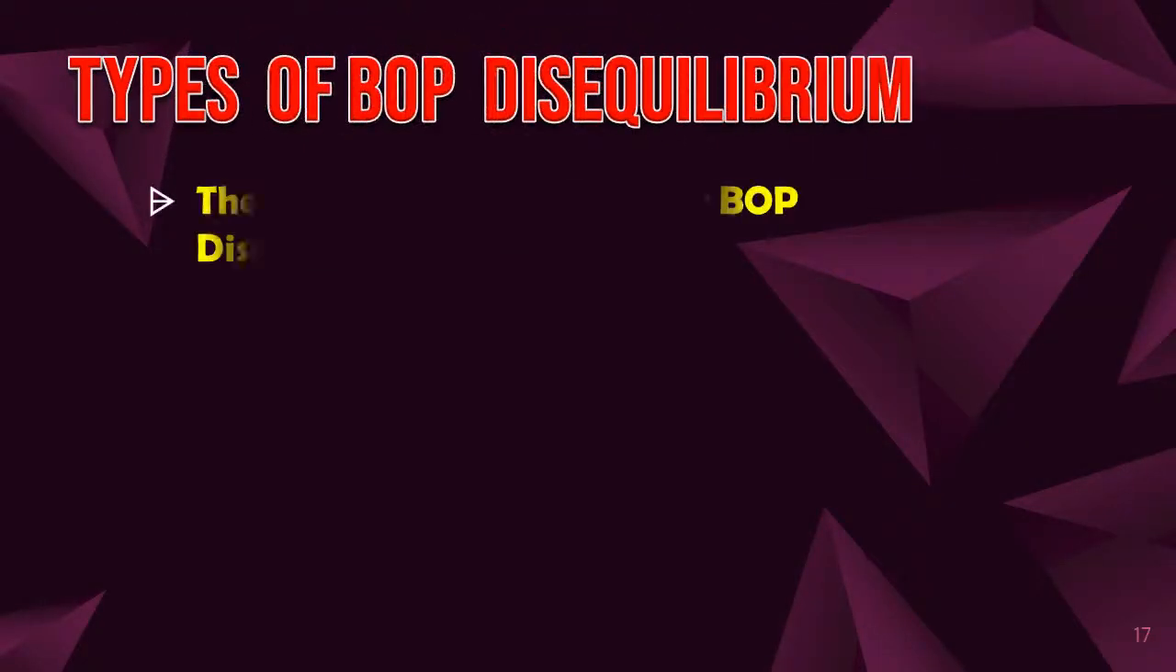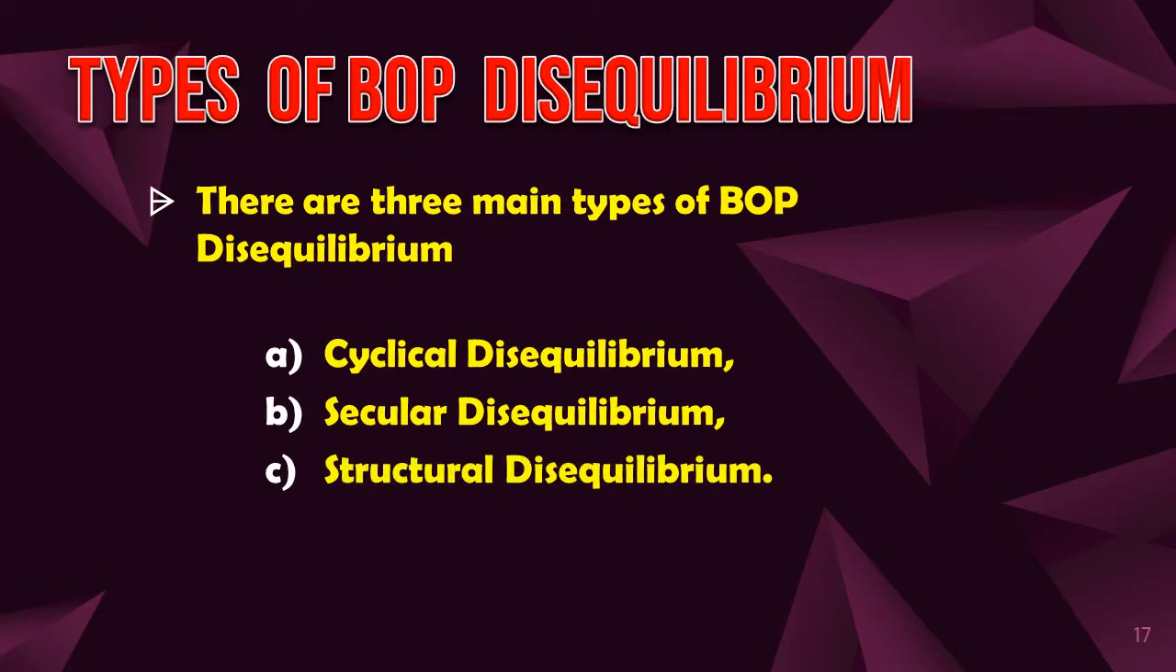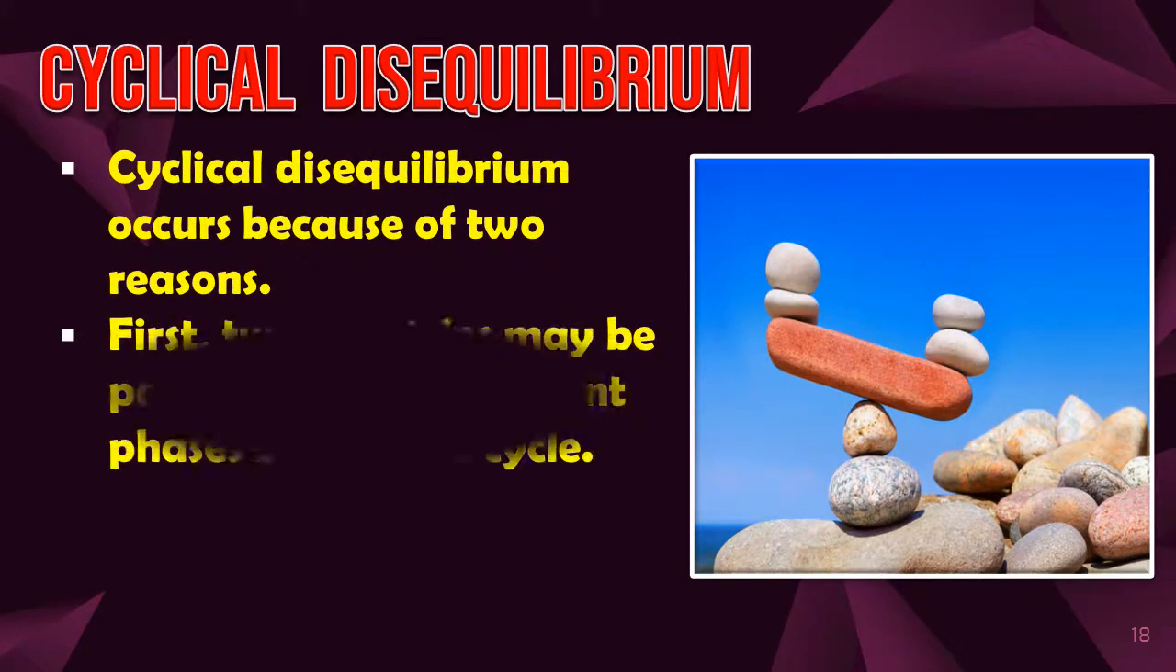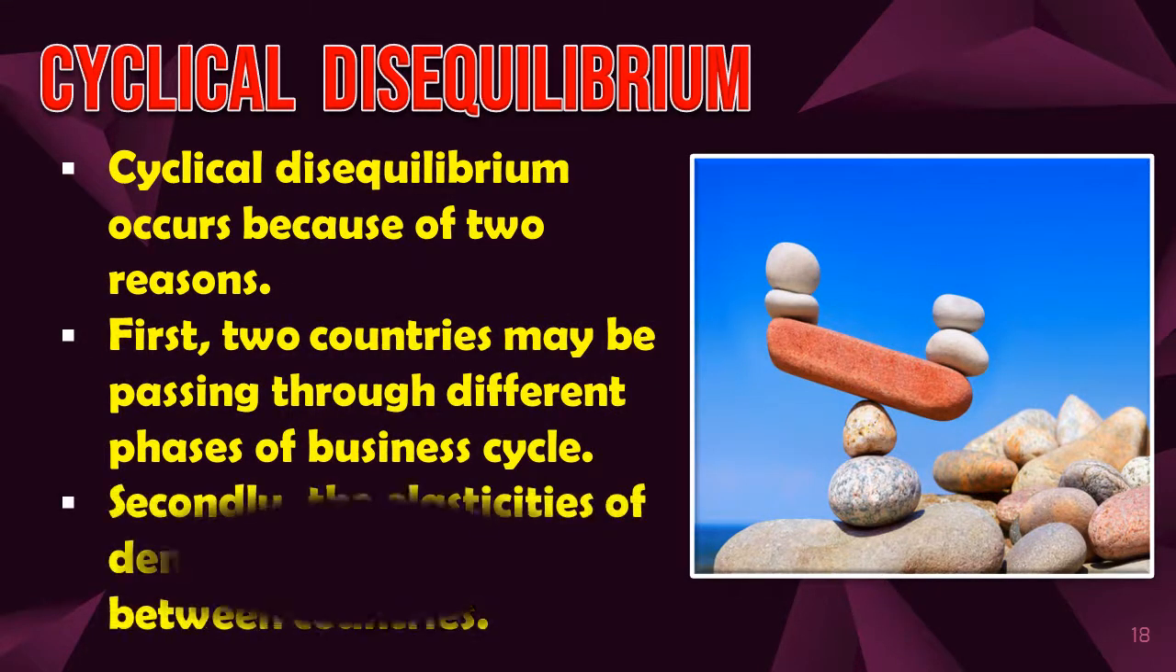Types of BOP disequilibrium. There are three main types of balance of payment disequilibrium: cyclical disequilibrium, secular disequilibrium, structural disequilibrium. Let us see one by one. First disequilibrium, cyclical disequilibrium. Why does the cyclical disequilibrium arise?